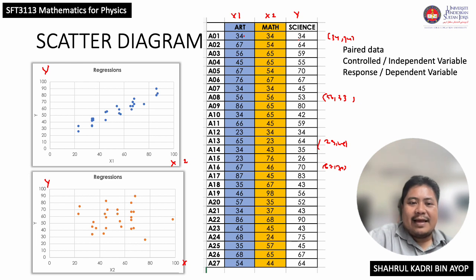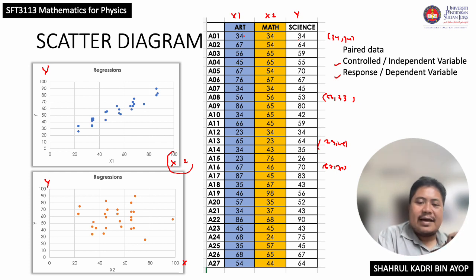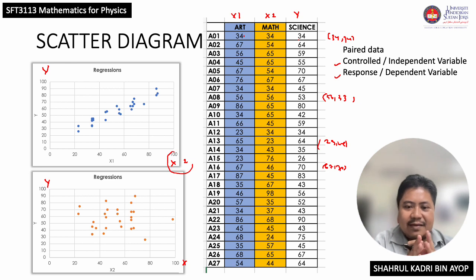Okay, so on the x-axis, usually we represent a control variable or independent variable. The y-axis, or vertical axis, represents the response or dependent variable. Okay, so now we have two scatter diagrams, for science versus art and science versus math.